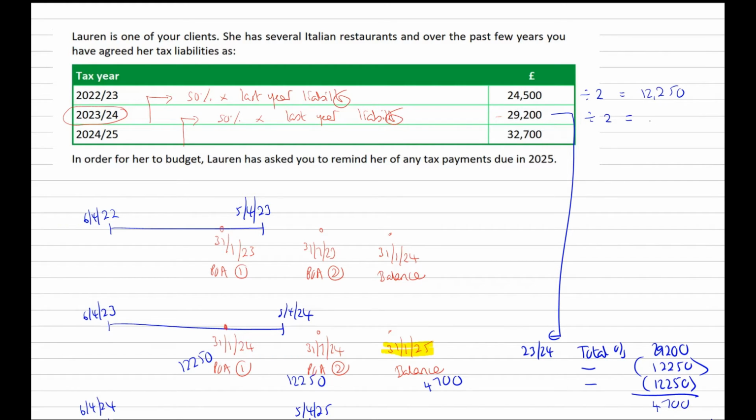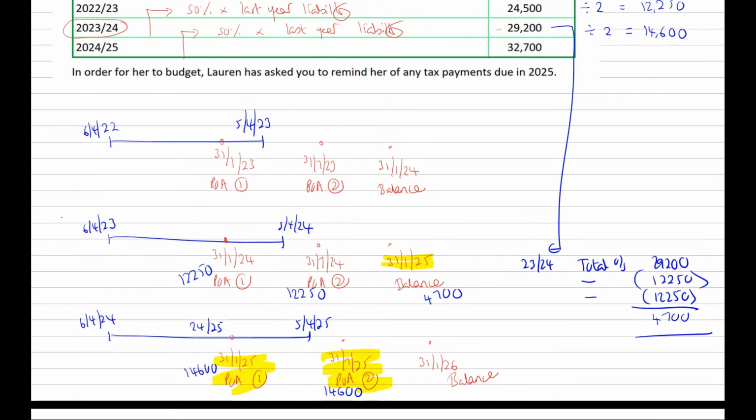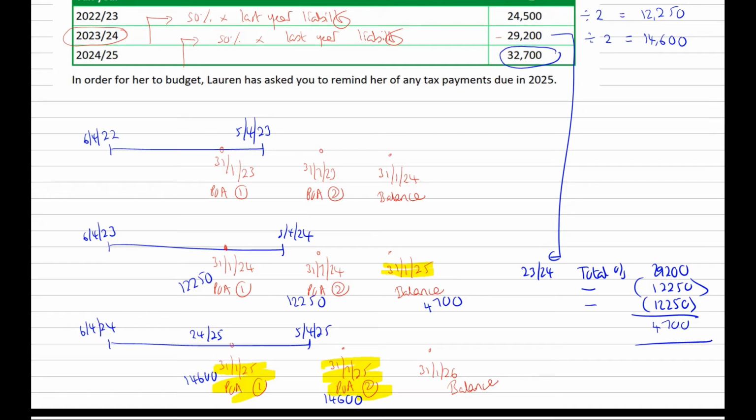So that would give me payments on account of £14,600 in each instalment. So 14,600 for that one, 14,600 for that one. So when I get to the very end of the year and I work out my actual tax bill for this 2024-25 tax year, the actual amount owing is 32,700.